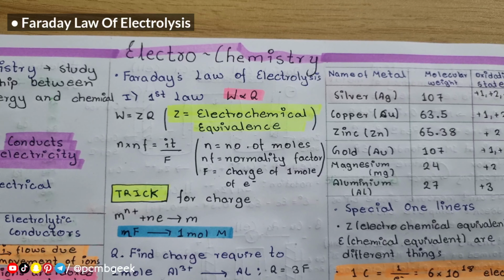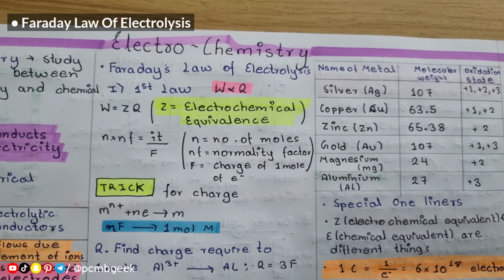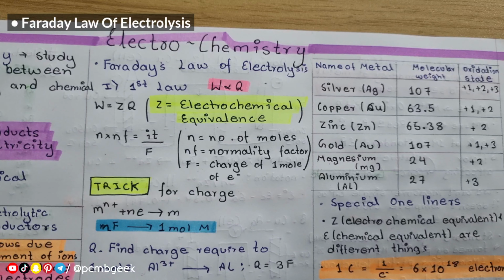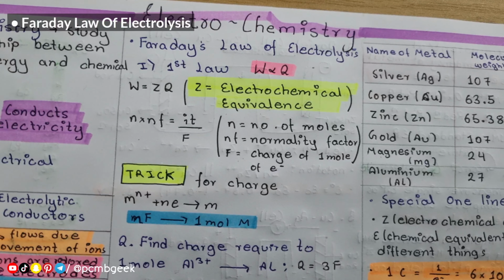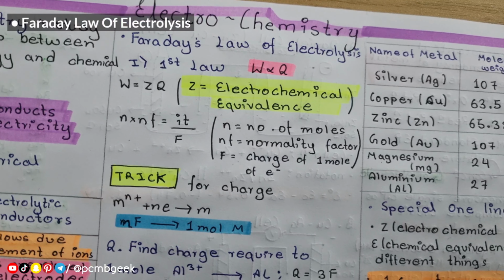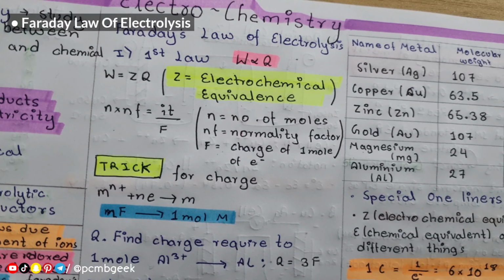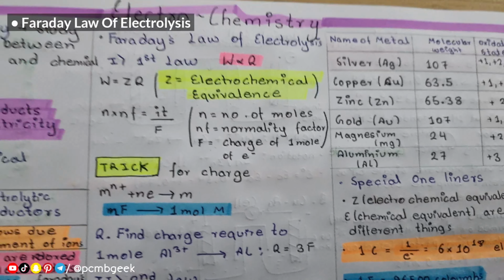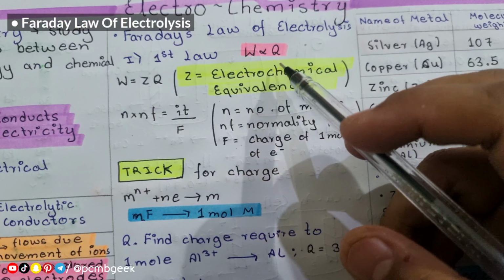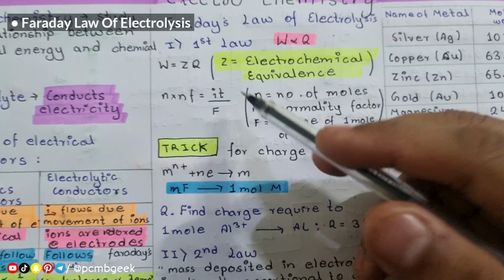In 1834, Michael Faraday put forward the two laws of electrolysis, known as Faraday's first and second laws of electrolysis. First law simply states that the amount of substance discharged, deposited or liberated at an electrode is directly proportional to the total quantity of electricity passed through it. Mathematically, W is directly proportional to Q. We added Z, which is electrochemical equivalent.